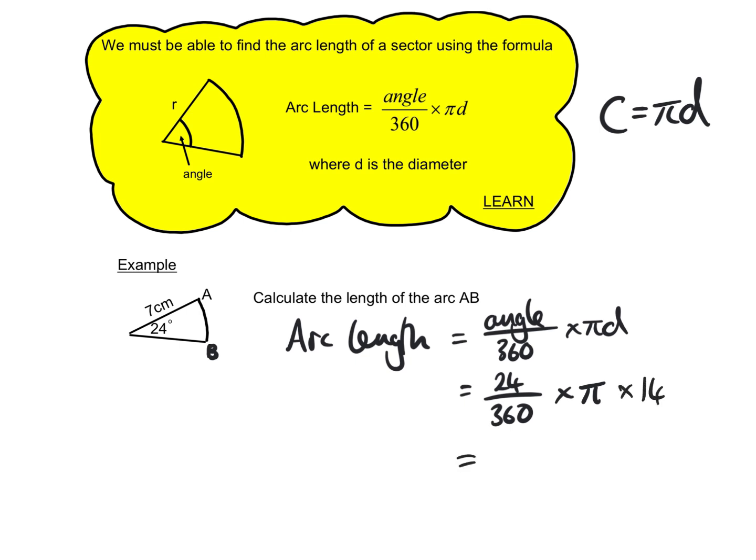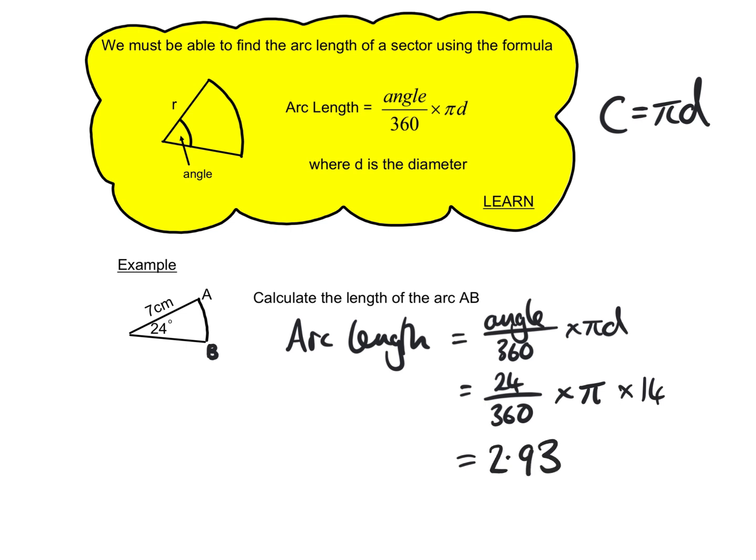Now when I type that into my calculator, all I need to do is make sure I understand what's happening here. So 24 over 360, if you've got a fraction button in your calculator you can use it. If not, it's just 24 divided by 360, that's all you're doing there. So 24 divided by 360 times pi times 14. And what we end up with is 2.93.